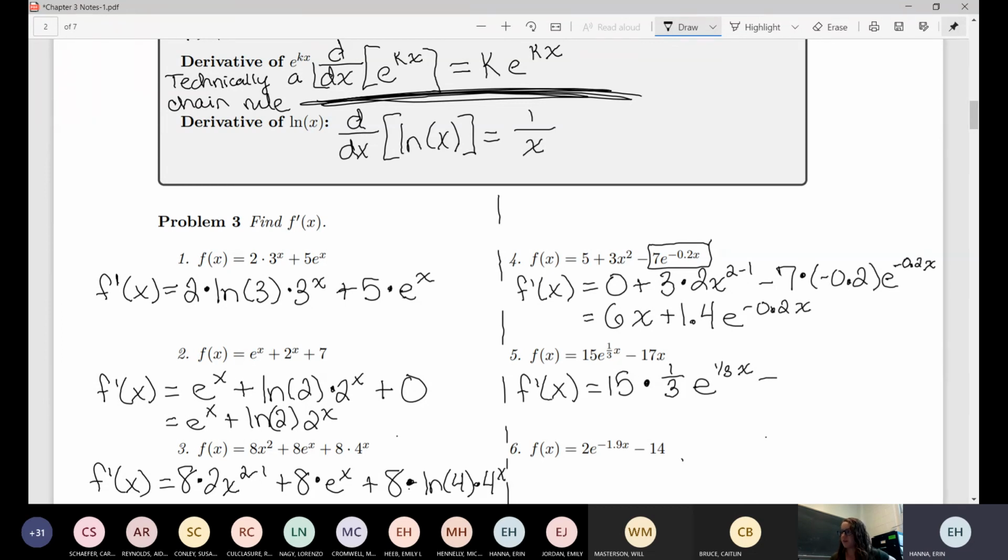Minus the derivative of 17x, which is just 17. Again, that's technically a power rule if you want to treat it as such. But again, it's also kind of that rule we presented at the very beginning. Clean that up. So you could, of course, simplify this. 15 divided by 3 would be 5. So 5 e to the 1/3 x minus 17.